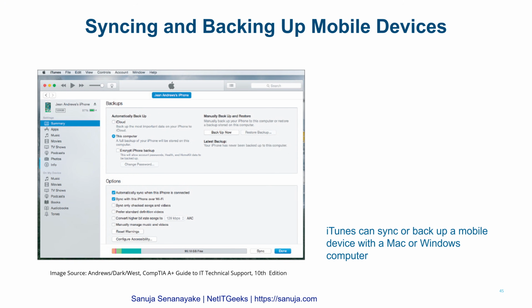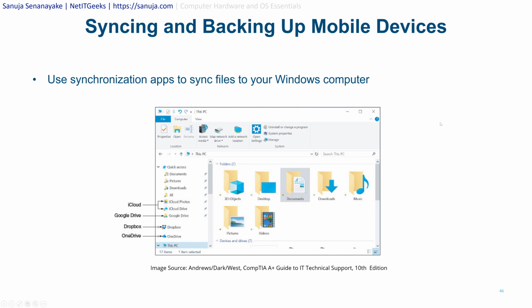Here's an example, a screenshot of iTunes being used to sync or back up a mobile device with a Mac or Windows computer. In this case it's an iOS device, and this is how you basically do it. And here's an example of how synchronization apps on a Windows computer can be set up.